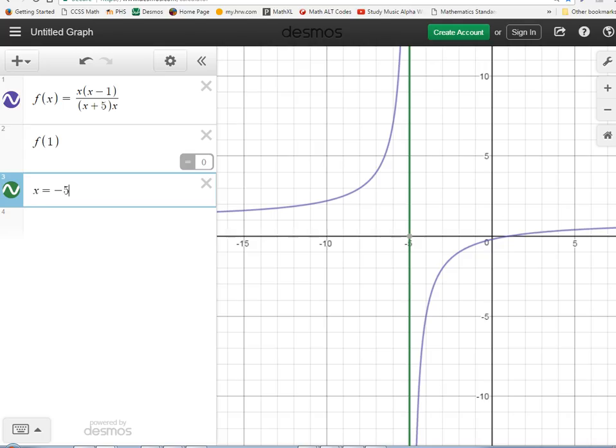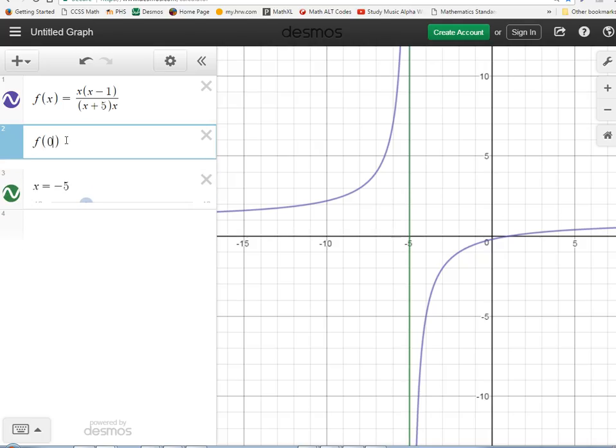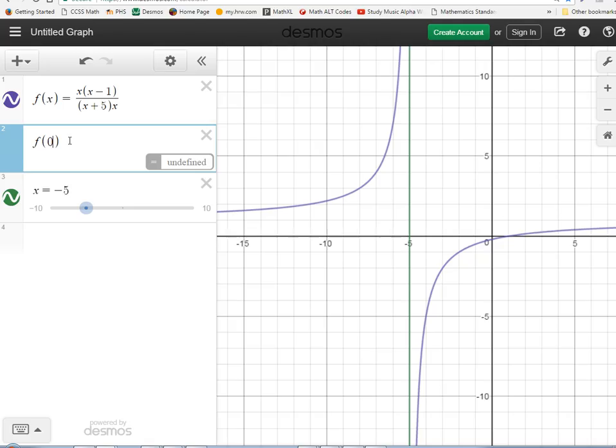There it is. There's our one x-intercept. But what's going on at 0 then? Let's find out. If I plug 0 into my function, it's undefined. That's kind of weird because it looks like the function is defined at 0, doesn't it? But it's not. I can prove it to you.